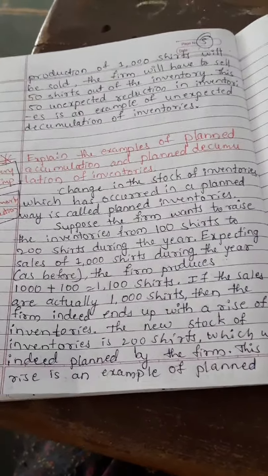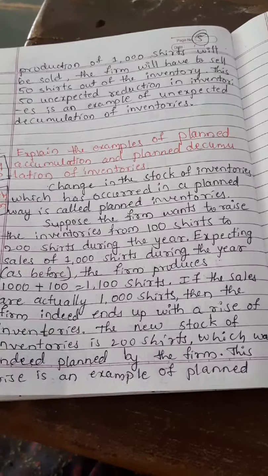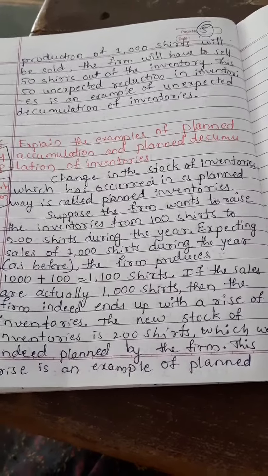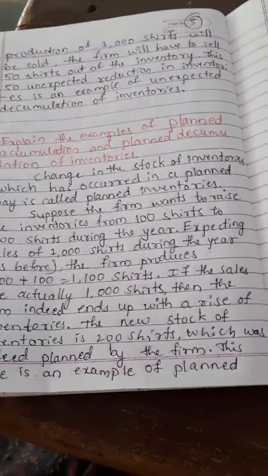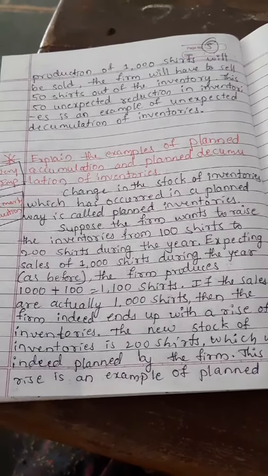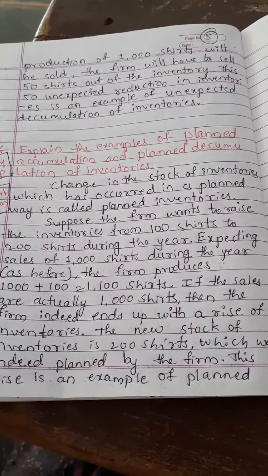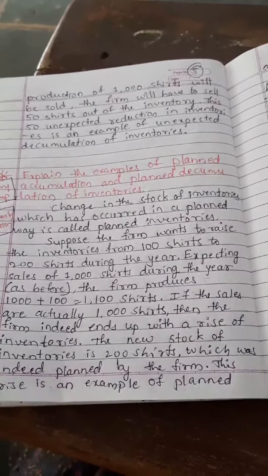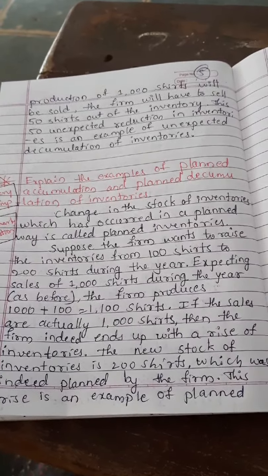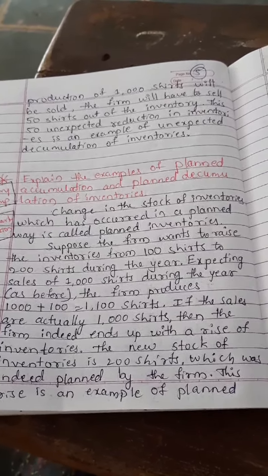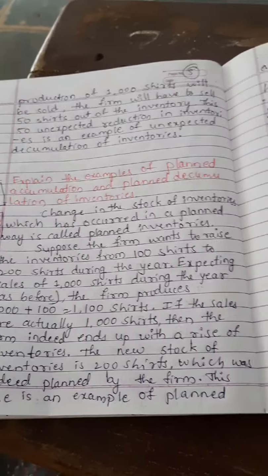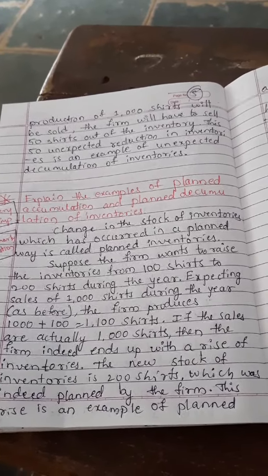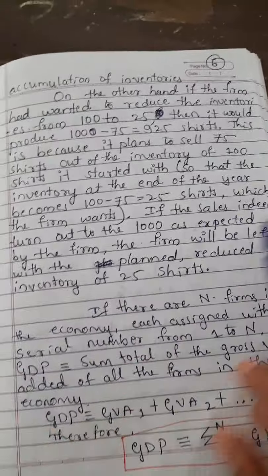Suppose the firm wants to raise the inventories from 100 shirts to 200 shirts during the year, expecting sales of 1000 shirts during the year as before. The firm produces 1000 plus 100 is equal to 1100 shirts. If the sales are actually 1000 shirts, then the firm indeed ends up with a rise of inventories. The new stock of inventories is 200 shirts, which was indeed planned by the firm. This rise is an example of a planned accumulation of inventories.